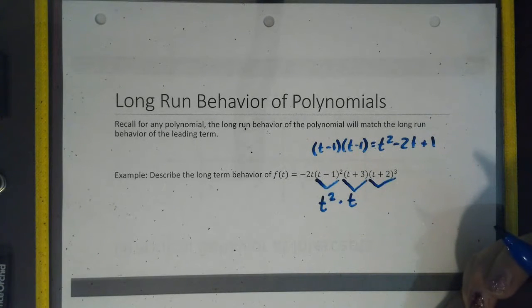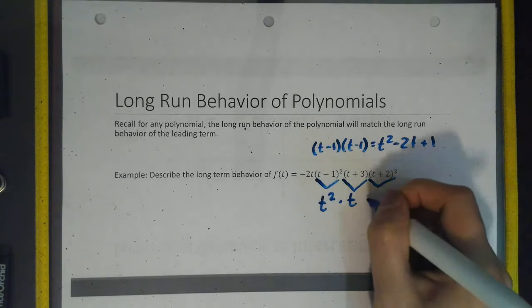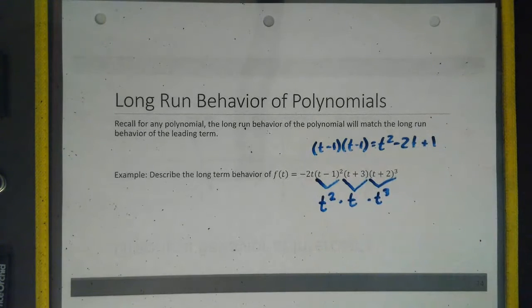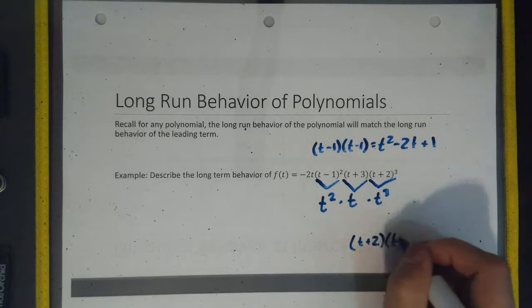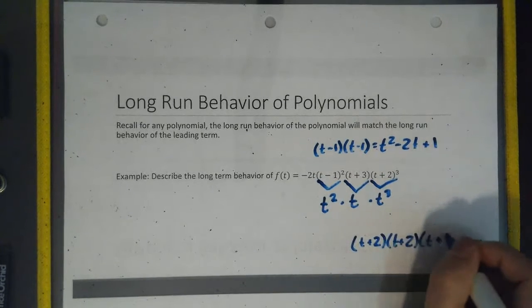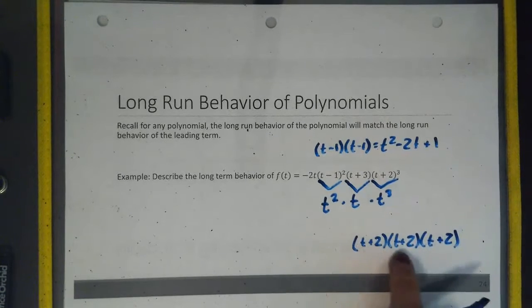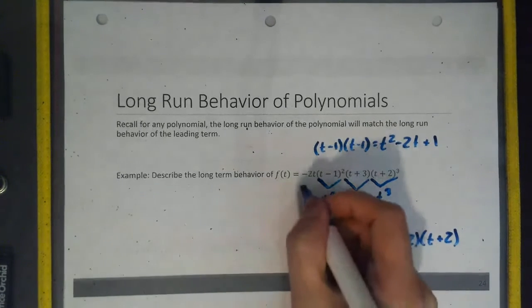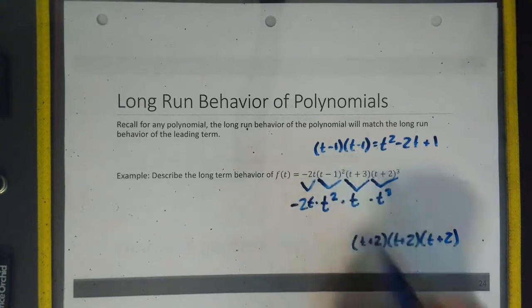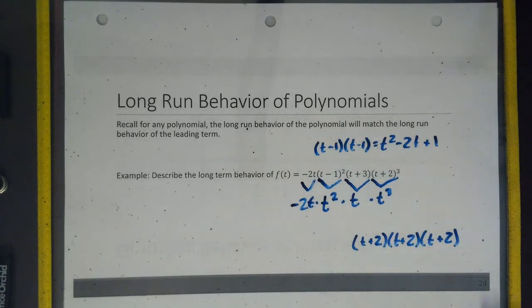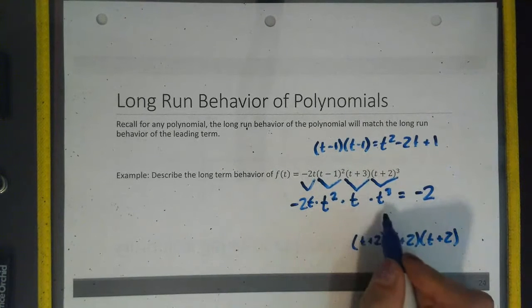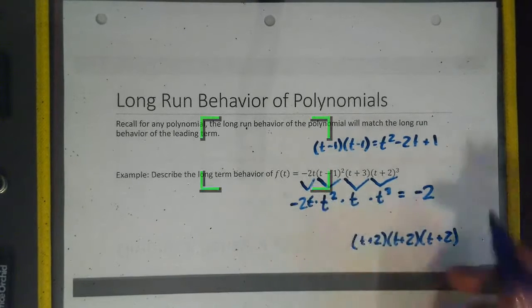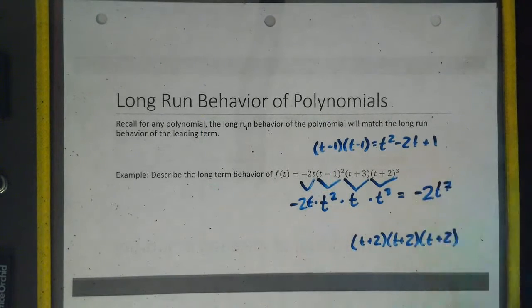From t plus 2 cubed, I can pull out a t cubed as my leading term, because I would have t plus 2 times t plus 2 times t plus 2. So the leading term is t, t, and t, which gets us to t cubed. And don't forget, we have this negative 2t out front. So our leading term is going to be negative 2 times t squared times t cubed. So that's 3, 4, 5, 6, 7 factors of t. Our leading term is negative 2t to the 7th power.